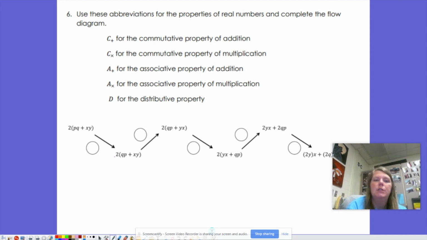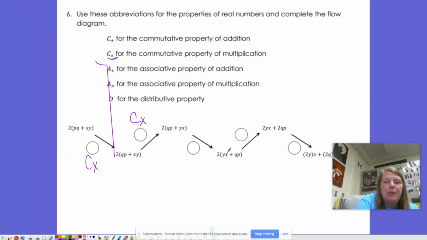The P and the Q are being multiplied, so we're going to say that this CX is going to be what's happening there. And if we look from the second step to the third step, it looks like the same thing happened. The X and the Y changed place to YX, so we're also going to call that CX because that stands for the commutative property of multiplication. If we look from here to here, the YX and the QP switched order. That is also the commutative property, but this time it's the commutative property of addition, not multiplication, because those two terms were being added together.